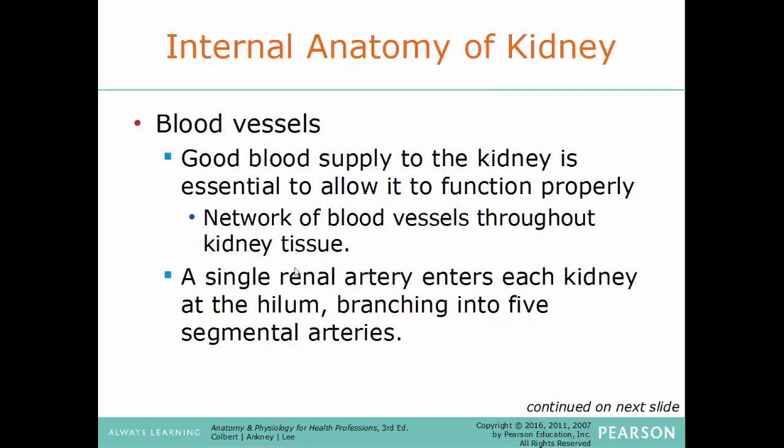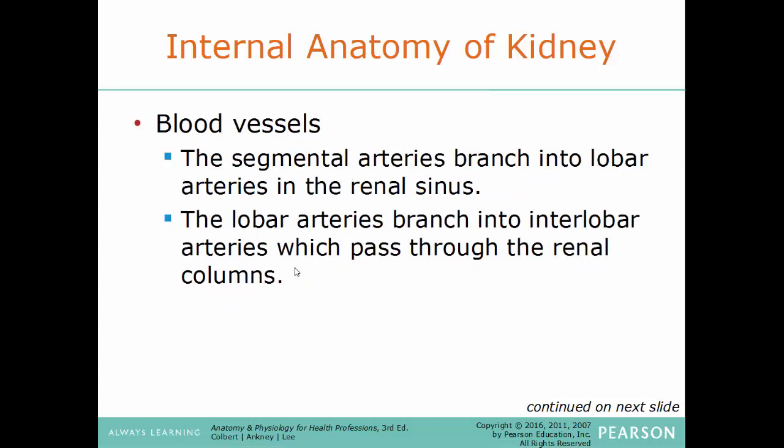Alright, blood vessels. Having a good blood supply to the kidneys is essential in order for the kidneys to work properly. And there's a large network of blood vessels found throughout the kidney tissue. For each kidney, there's a single renal artery that will enter at the hilum, and it will branch into 5 segmental arteries. These segmental arteries will further branch into lobar arteries, into the renal sinus. These lobar arteries will branch into interlobar arteries, which will pass through the renal columns.